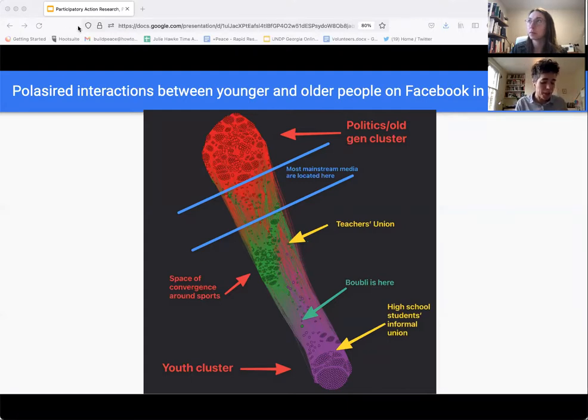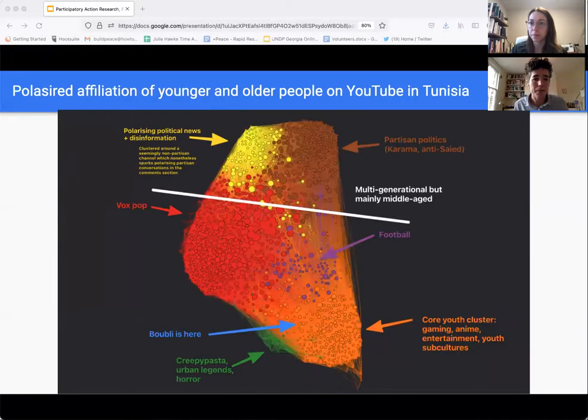The most influential account in the youth cluster is Lisena, a page which represents the voice of high school students and is engaged in a struggle against the education establishment, which is dominated by older people. The space of possible conversion is centered around an account called Foot24, which is actually a football news site, basically, with commenters on this content potentially bridging between the two poles. Can I have the next slide?